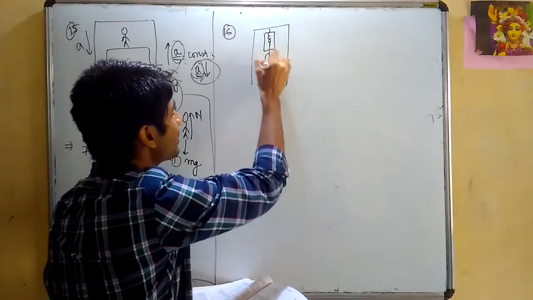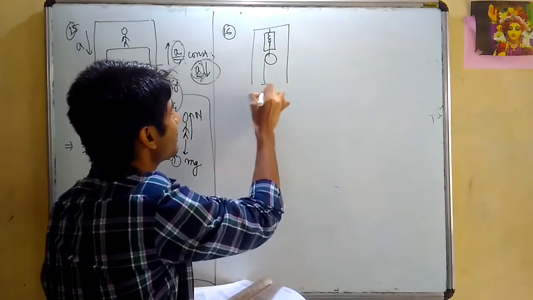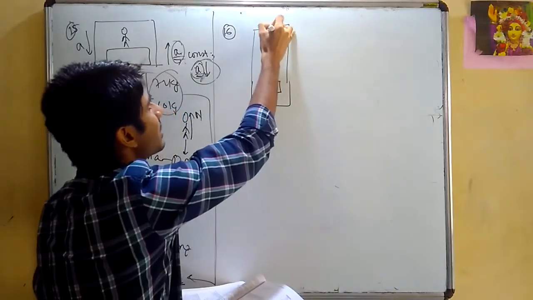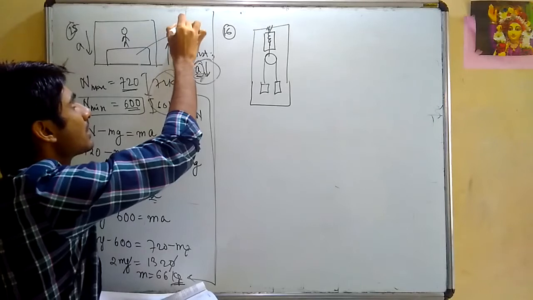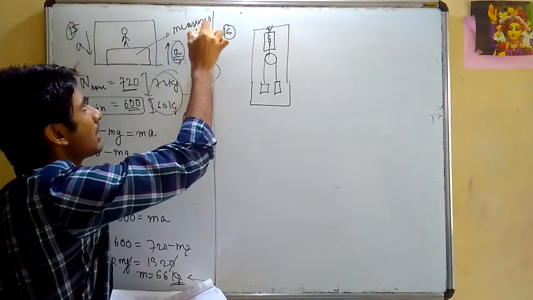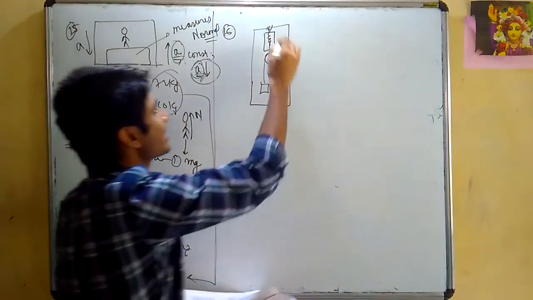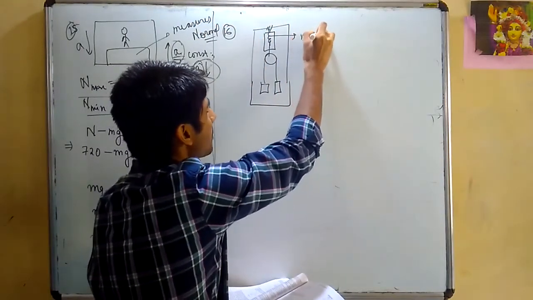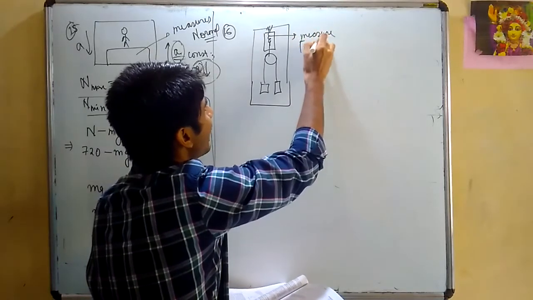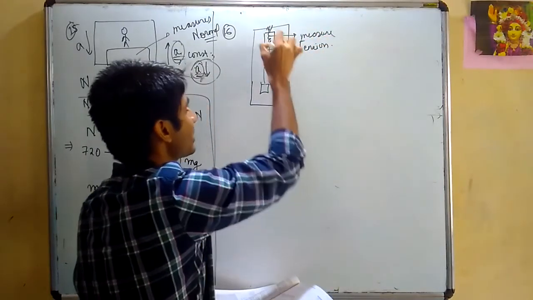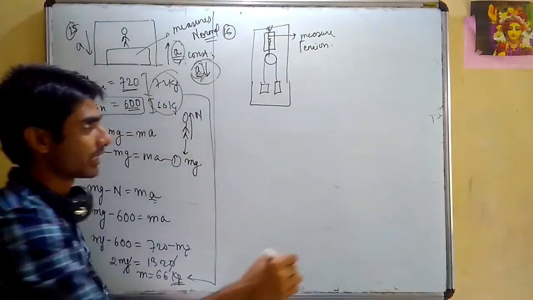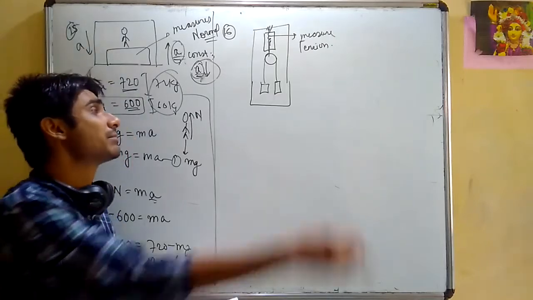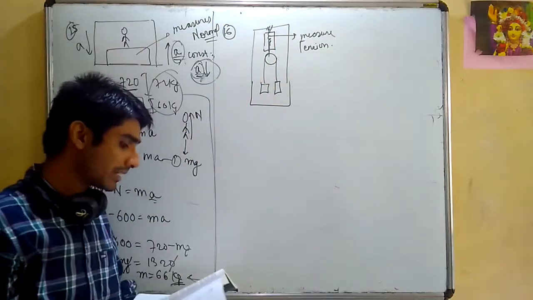Just like there is a weighing machine, there is something called a spring balance as well. What does a weighing machine measure? It measures the normal that is exerted on it. In a similar way, this is called a spring balance, and it will measure the tension in the string which is connected to it. So the question is, find the reading of the spring balance, which means you have to find out the tension at this particular place.